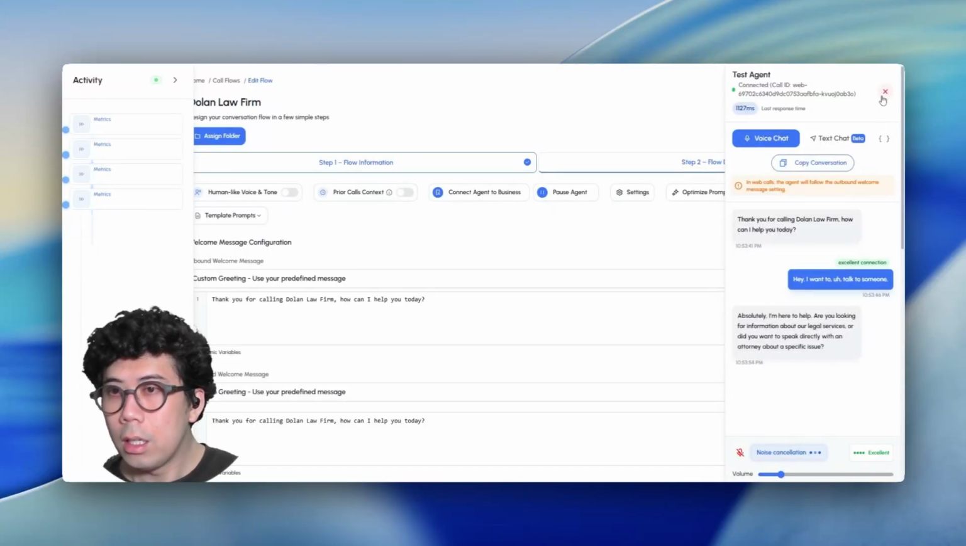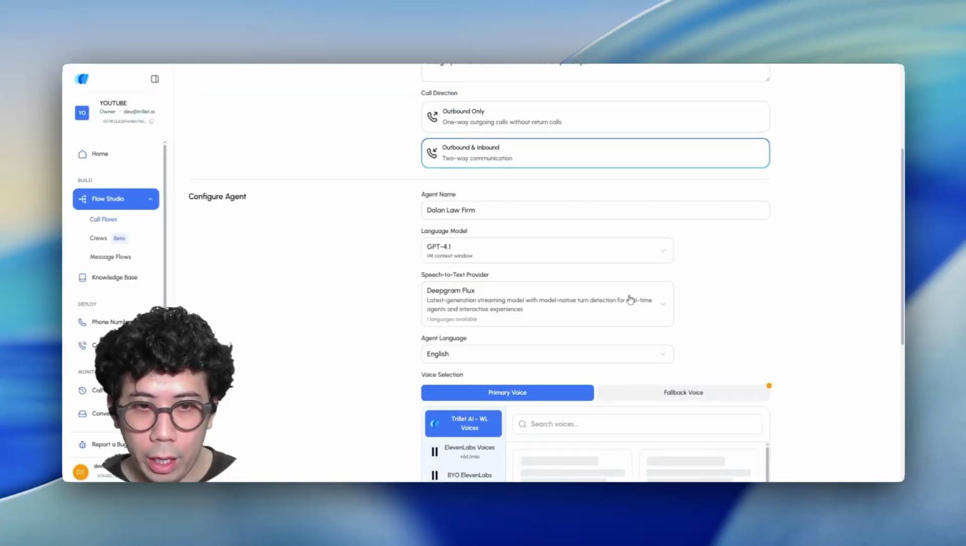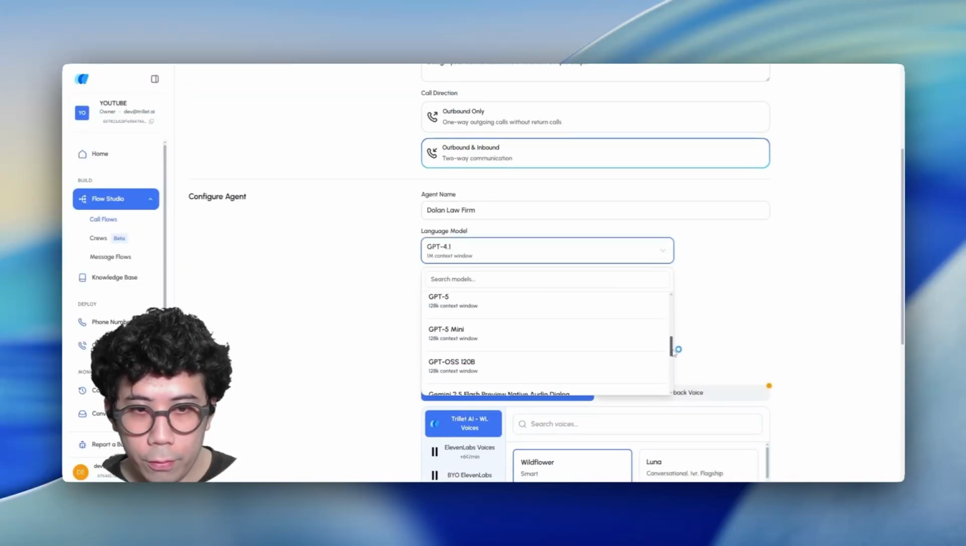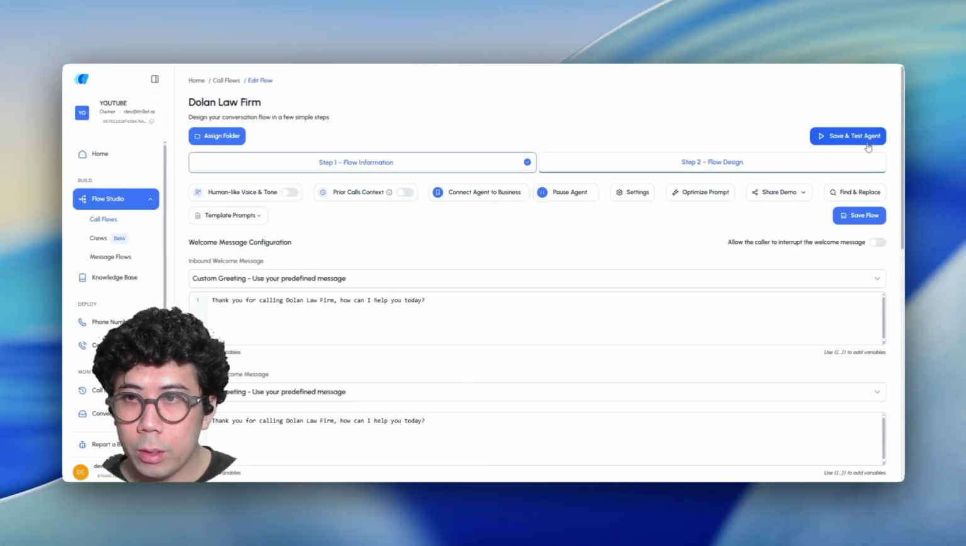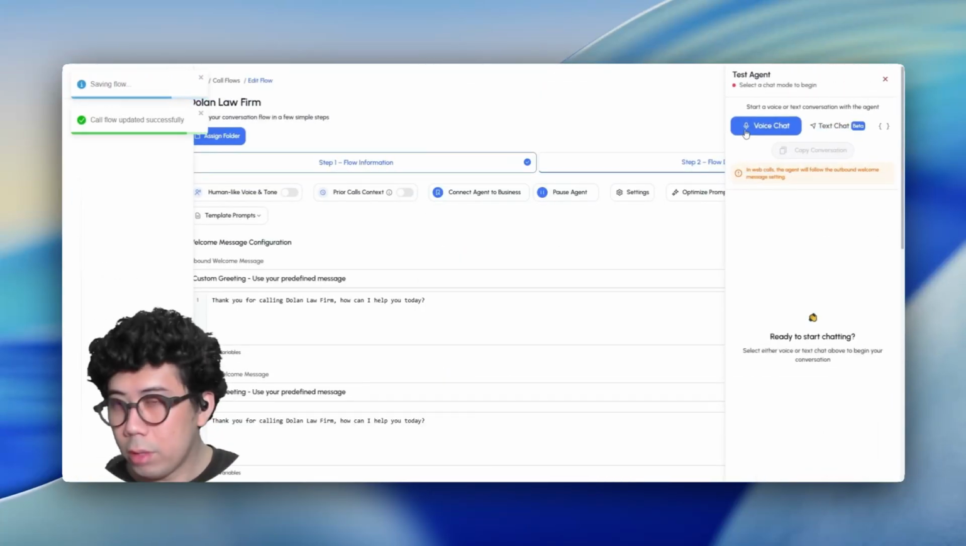So you can see this sounds very AI-like, to me at least. And if we use Flash, where is Flash? 2.5 Flash. Let's test it and see what happens.